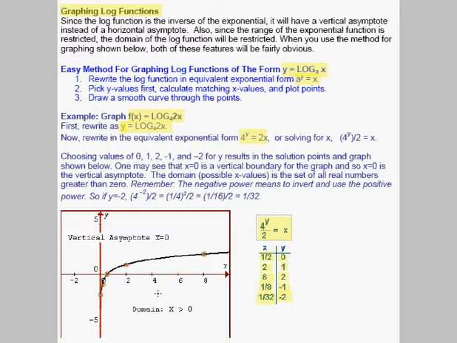Now if you notice, there's no x value that's going to go to 0 or negative. There's no y value we can put in there that'll give us a 0 value of x or a negative value of x. So the y-axis is a vertical asymptote. You get these points, and then you just draw a smooth curve through, and I'll try and show that here. I'm just sort of connecting the points together. And there's your curve with a vertical asymptote at x equals 0.